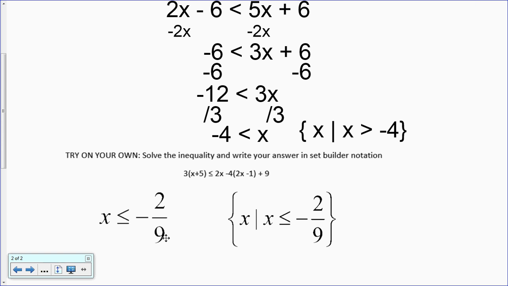Yes, it's a horrible number, and I'm sorry, but it sometimes happens. Okay? And by the way, remember we said this in class, that from now on, if there's no decimal in the problem, there should not be a decimal in your answer. Okay? So this one should be a fraction. If you didn't write it as a fraction, please change it now. Okay? So set builder notation would just be the set of x such that x is less than or equal to negative 2/9.